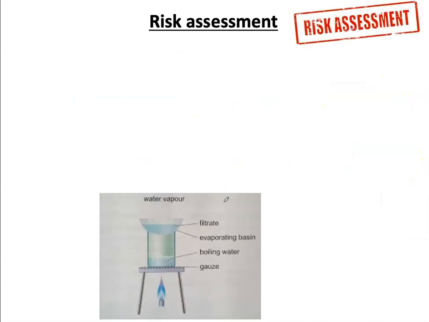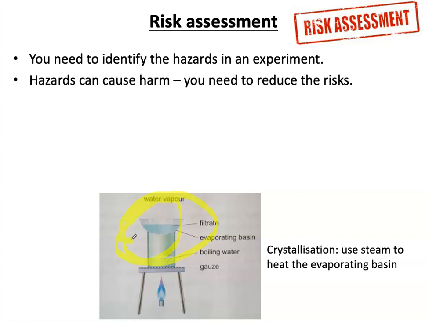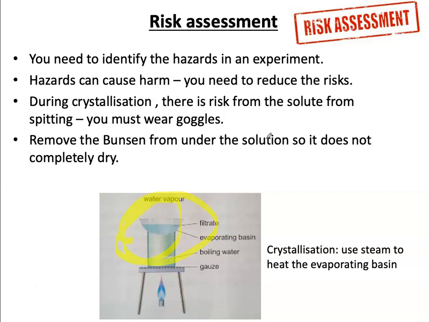Risk assessment. Crystallization uses steam to heat the evaporating basin. So here's one risk: don't touch the evaporating basin. Other risks could be that if you heat for longer, the solid could spit out, so you must wear goggles. Remove the Bunsen, and this is a better way to form crystals, by heating the water rather than heating the solution directly.